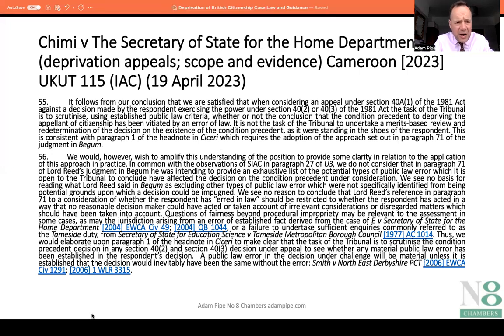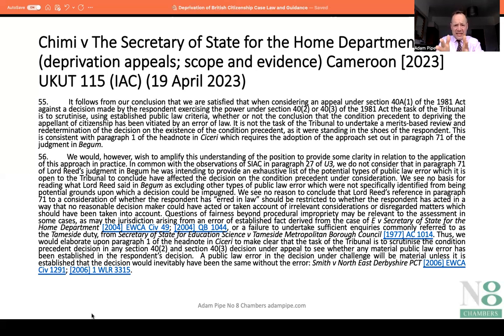So therefore, at paragraph 55, they say it follows from our conclusion that we're satisfied when considering an appeal under section 40A1 of the 1981 Act. So that's where you get your right of appeal against a decision made by the respondent exercising the power under section 42 or 43 of the 1981 Act. The task of the tribunal is to scrutinize, using established public law criteria, whether or not the conclusion that the condition precedent to depriving the appellant of citizenship has been vitiated by an error of law.